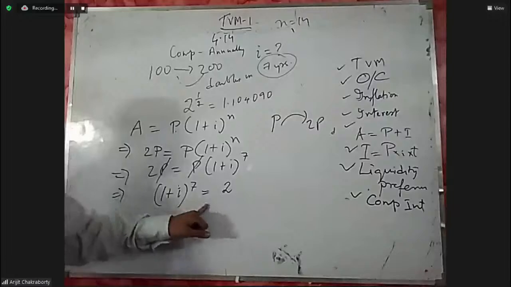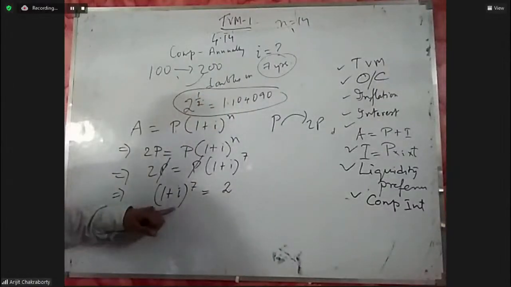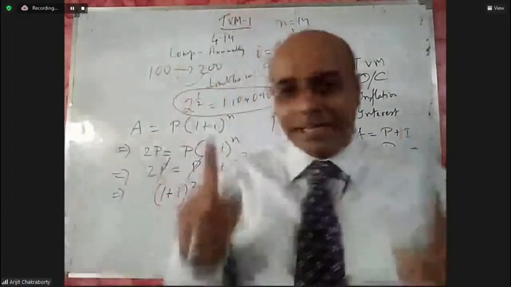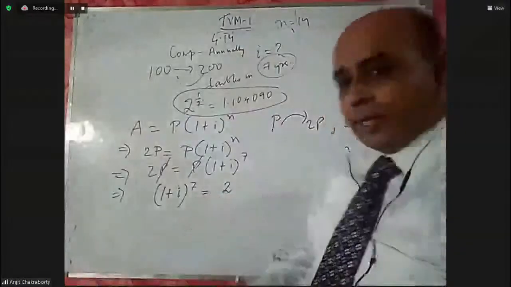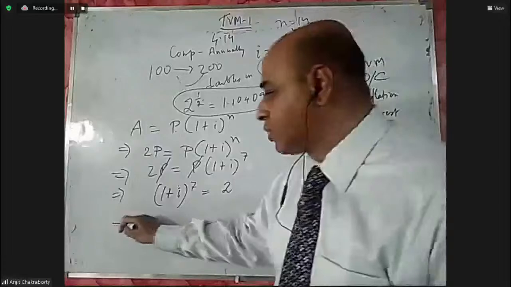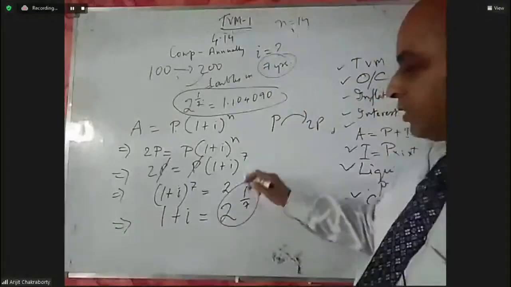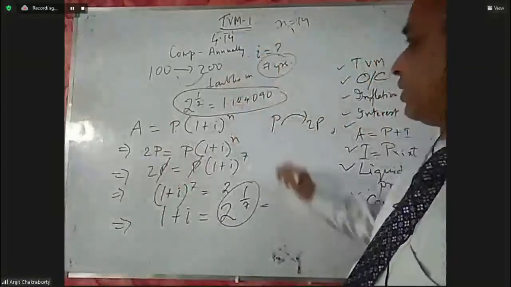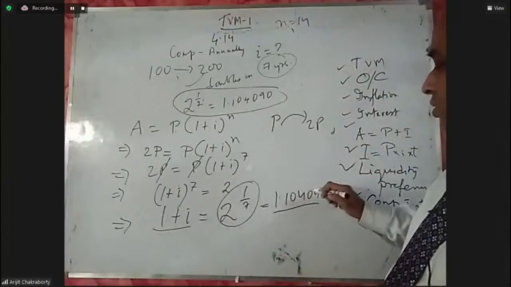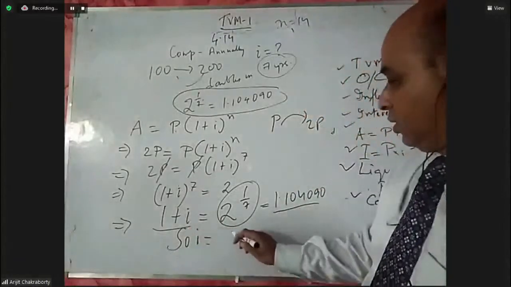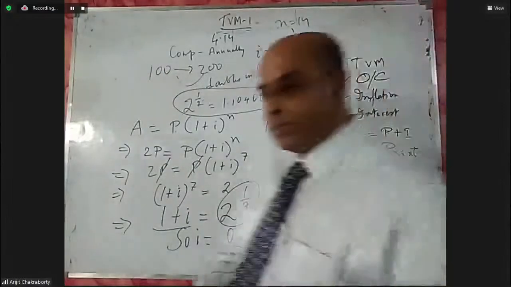Now see, the value 2 to the power 1 by 7 is given in the problem. If 1 plus i to the power 7 is 2, please apply your knowledge of indices. So I can write it as 1 plus i is equal to 2 to the power 1 by 7. Thankfully, it is given in the problem, and the value is 1.104090. So 1 plus i is equal to 1.104090, so i comes to 0.104090, that is 10.41%. Please see this carefully, very important question.